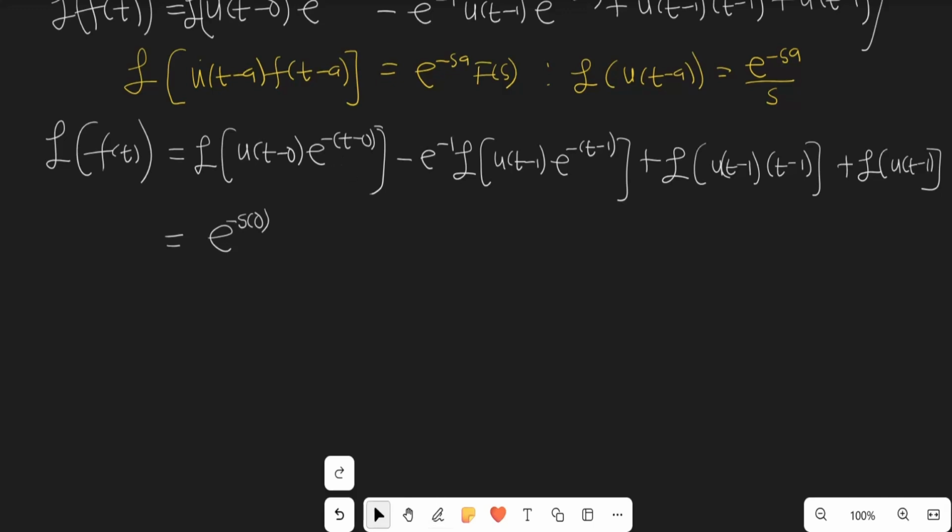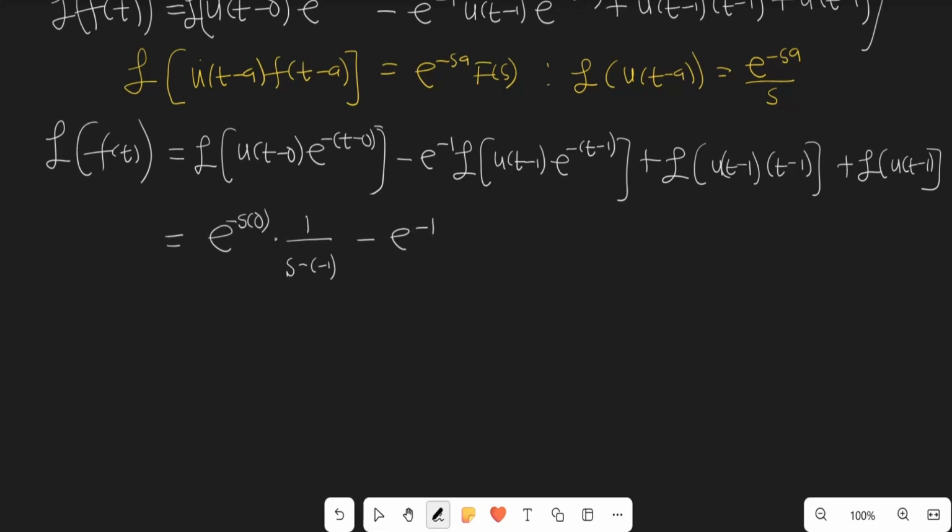And how do you find the Laplace transform of e to the negative t? So the Laplace transform of e to the negative t is going to be equal to 1 all over s minus negative 1, like this. So we are done with this. We move to the second one.